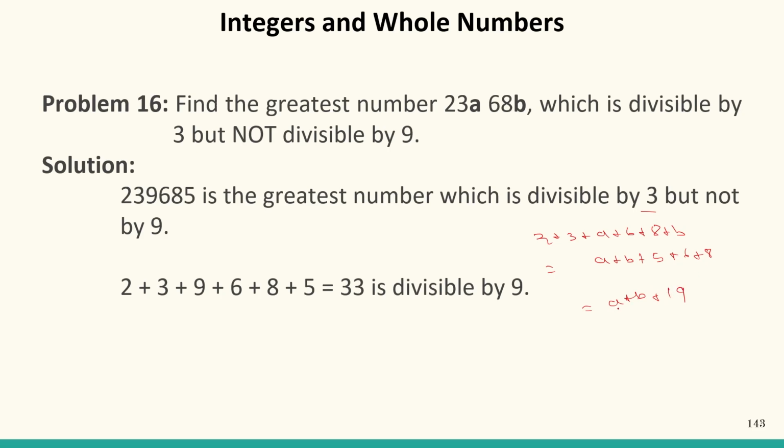Okay. So basically, if a is equal to 9 and b is equal to 5, then their addition will become 9 plus 5, which is equal to 14. So 14 plus 19 is equal to what?